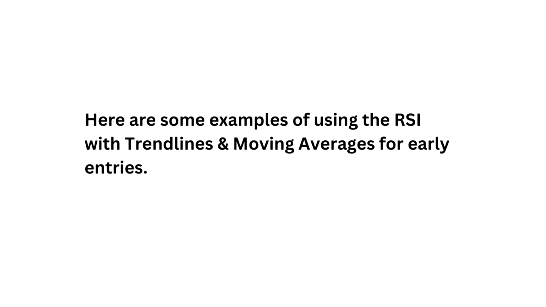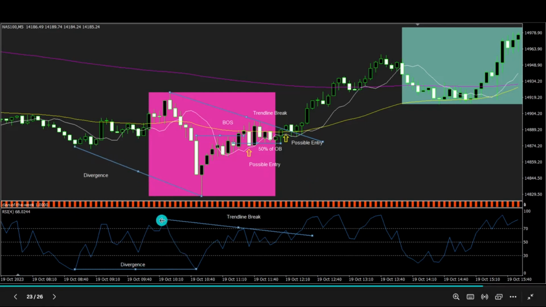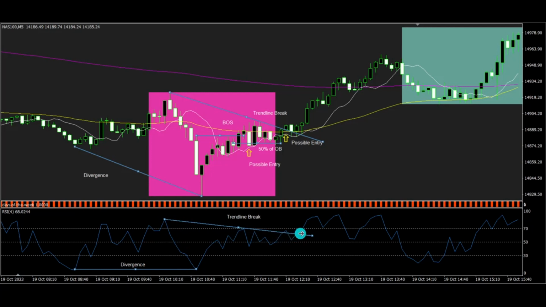Here are some examples of using the RSI with trend lines and moving averages for early entries. In this example, we see a divergence. Then there is a trend line break in the RSI. We can see the trend line break here on price. The RSI trend line break happens first. That is a possible entry. Price has also crossed above the 4-period EMA and the 50-period EMA. That could have been an entry.